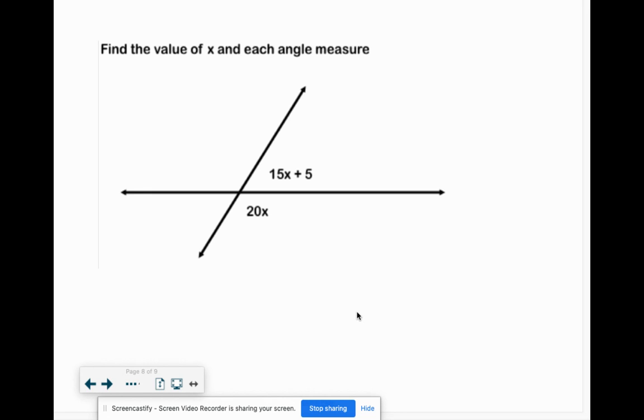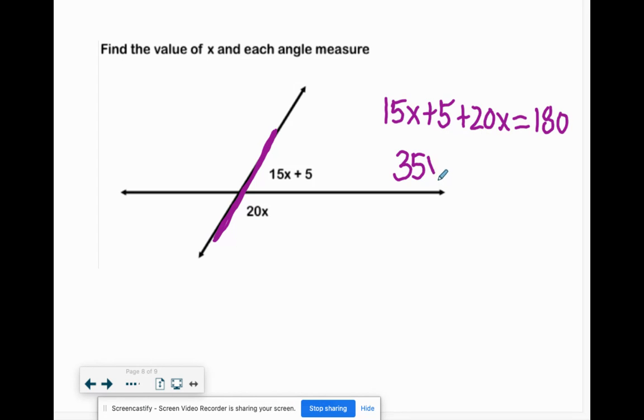Find the value of x and each angle measure. So what's our move here, folks? What do these two angles have to add to? Right, because you see how they make this line right here? So 15x plus 5 plus 20x gives us 180. Oh boy, how many x's are we going to have over here? Yep, 15 plus 20 is 35x.